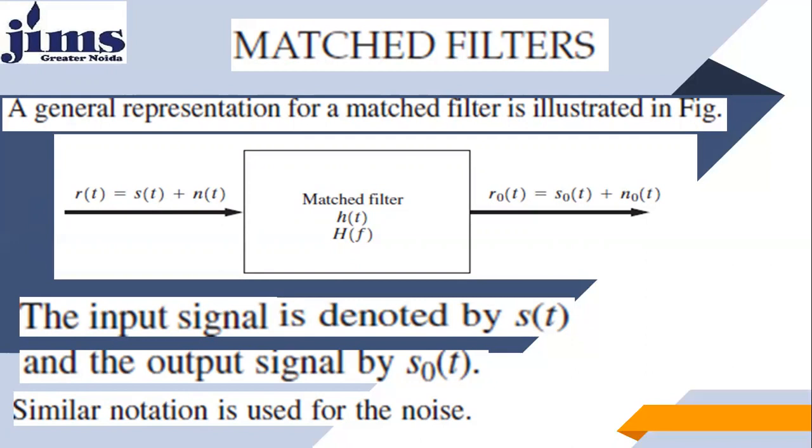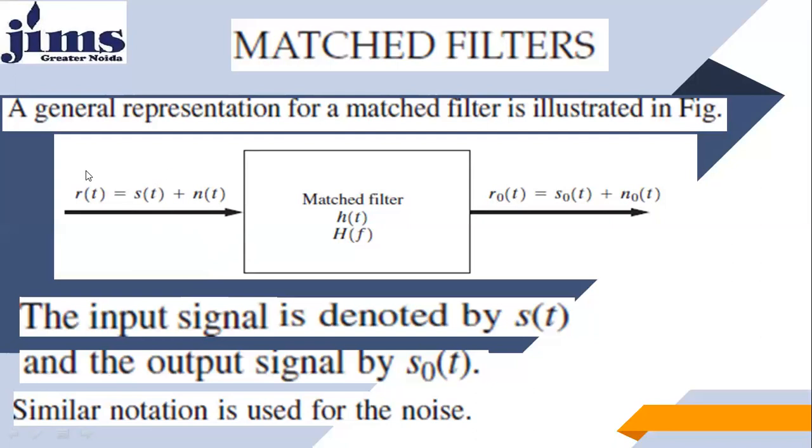So in this matched filter, we assume that we have s(t), designated as a signal pulse. This s(t) is to be transmitted from a transmitter. When this pulse is transmitted, it reaches the receiver via a channel. We are already familiar that the channel introduces noise, a white Gaussian noise, represented by n(t). The nature of this white Gaussian noise is additive, meaning n(t) is added into s(t).